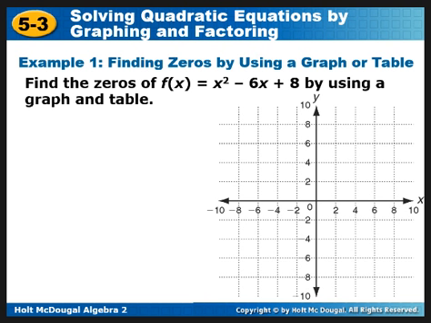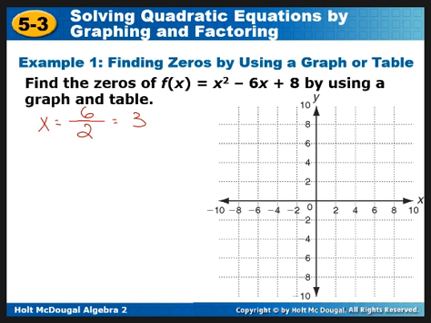First thing I want to do is figure out what my vertex point is going to be. So I'm going to go x equals negative b, which in this case would be 6, over 2 times a, which would be 2 times 1, and get 3. Okay, so we know that's the x coordinate of my vertex.